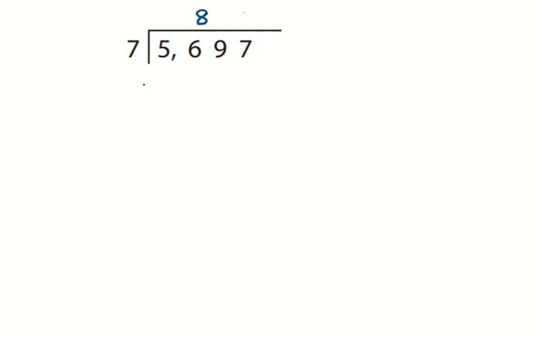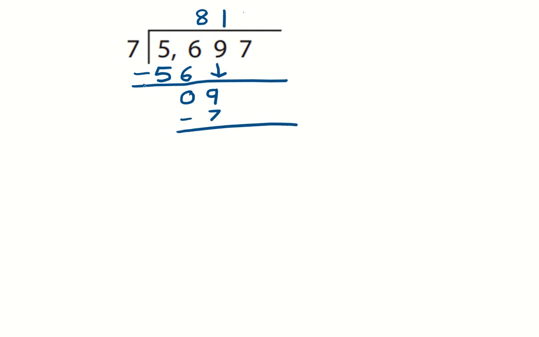8 times 7 is 56. And then we simply subtract 56 from itself to get 0. But look, there's a number to the right. We can pull that number down and we end up with a 9. And then we ask ourselves, how many times will 7 go into 9? Well, if you said 1, you are correct, because 1 times 7 is 7, and 7 from 9 is 2.